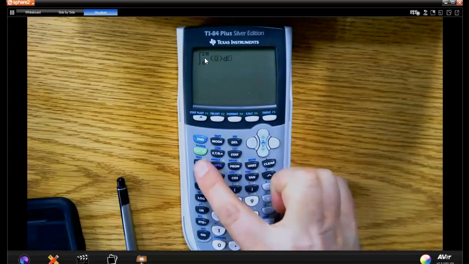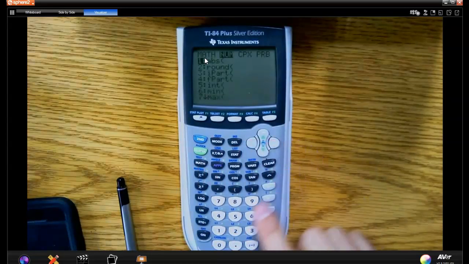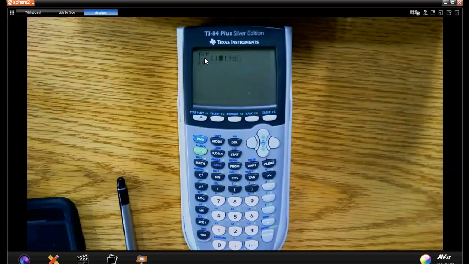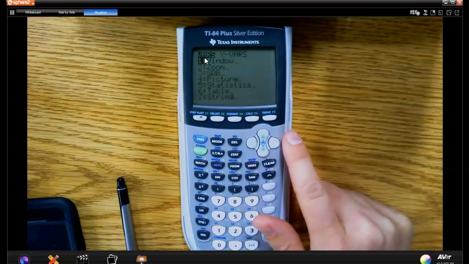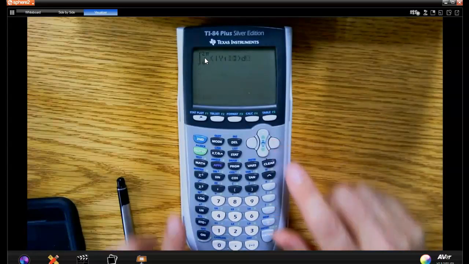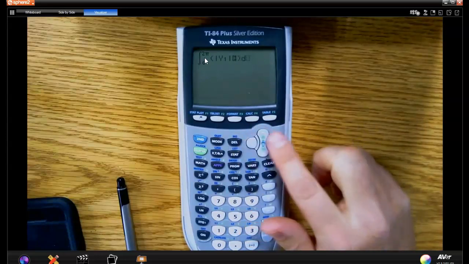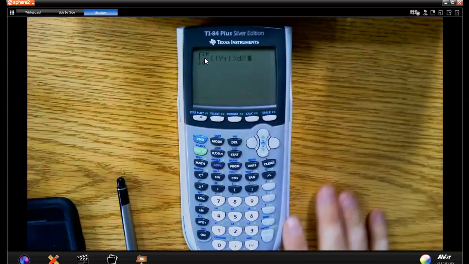We want the absolute value here. Absolute value is math. Scroll over to num, push 1. Put the function in there, dx. Oop, put that in the wrong place, so I'm going to delete that. There we go.